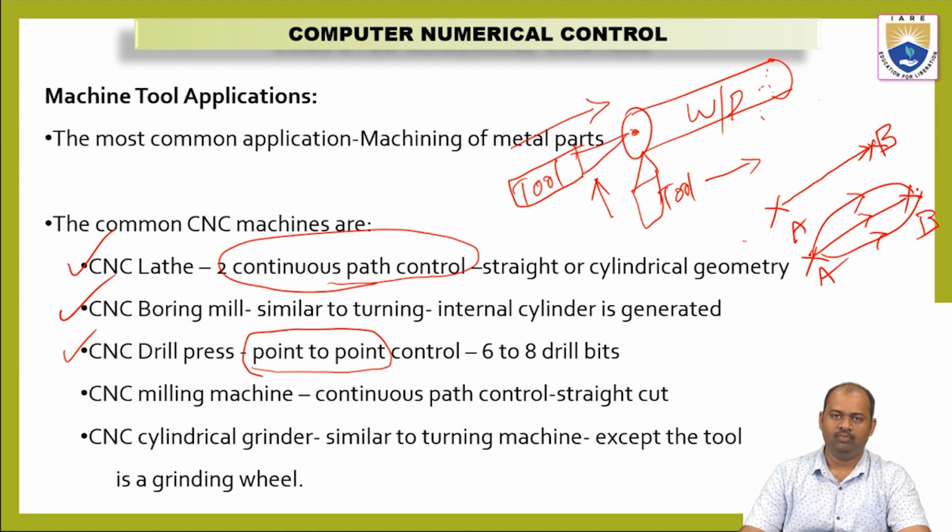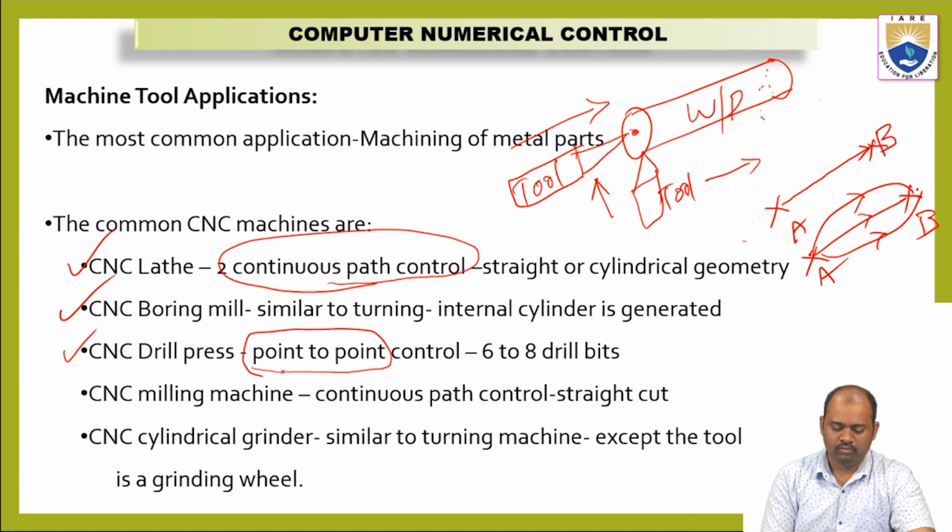So when comparing both the continuous path control and point-to-point control, which one is better? With logical thinking, we can simply say continuous path control is better, because it is not wasting any time roaming around any place. It is simply going in the path. It is taking the shortest path between point A and point B. It is not taking any random path, so it wastes very little time.